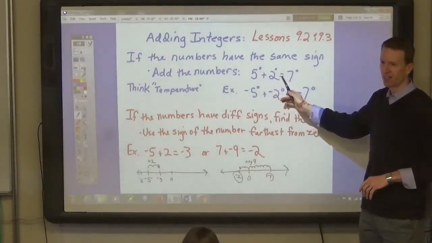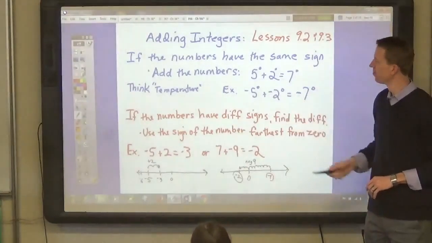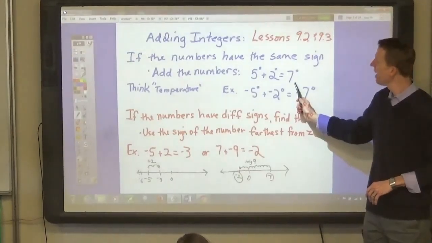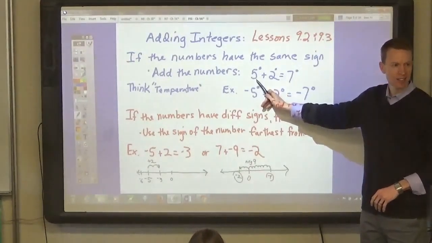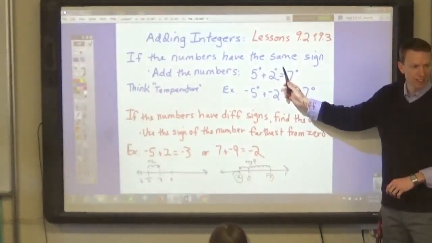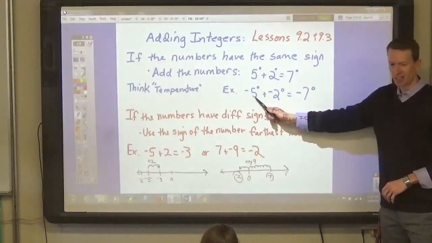What does this say? Read that, Daria. 5 degrees plus 2 degrees equals 7 degrees. Yeah, so if you're at 5 degrees, the temperature is 5 degrees, and it goes up 2 degrees, it's 7 degrees. 7 degrees, yep. Read this, Max.